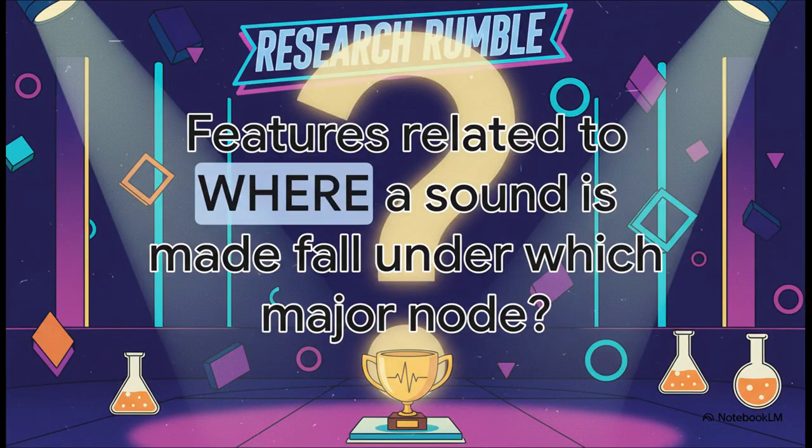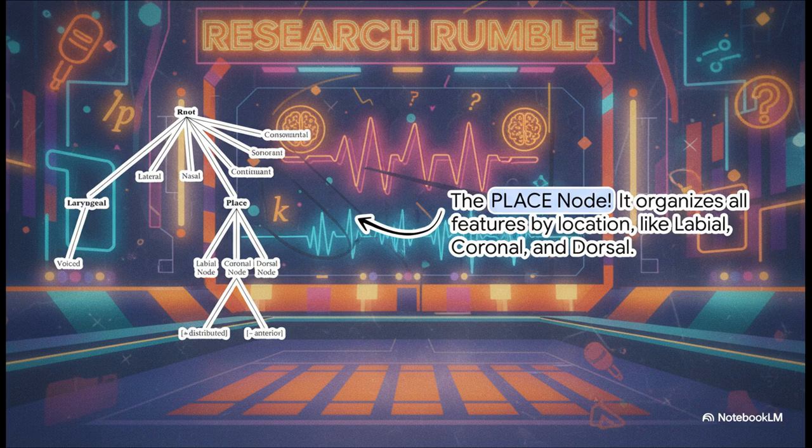So, looking at this tree, where do all the features related to the place of articulation live? I'm talking about things like labial for your lips or coronal for the tip of your tongue. Which one of these major branches or nodes do they all fall under? Take a look. You've got 5 seconds. Which one's the parent node? It is the place node. See how all those specific spots, labial, coronal, and dorsal, they all branch off from that single point?